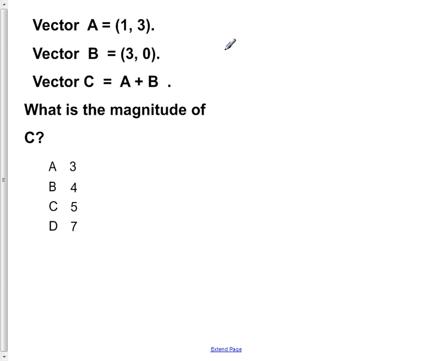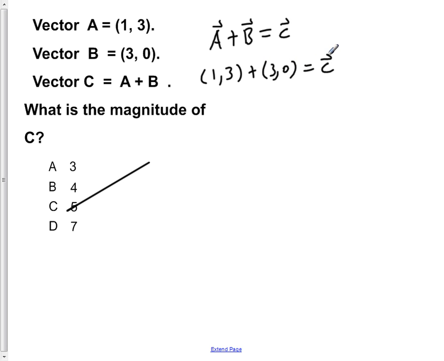Vector A equals (1, 3), vector B equals (3, 0), and vector C is vector A plus vector B. What is the magnitude of C? So we remember that A plus B is equal to C for this problem, and that vector A is (1, 3) and B is (3, 0). And when we add those together, that gives us vector C.